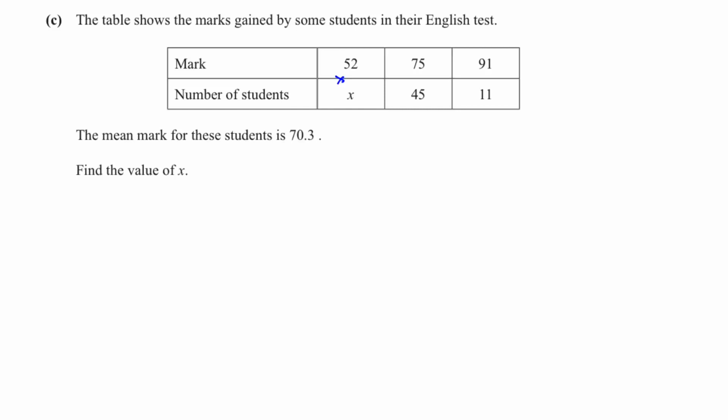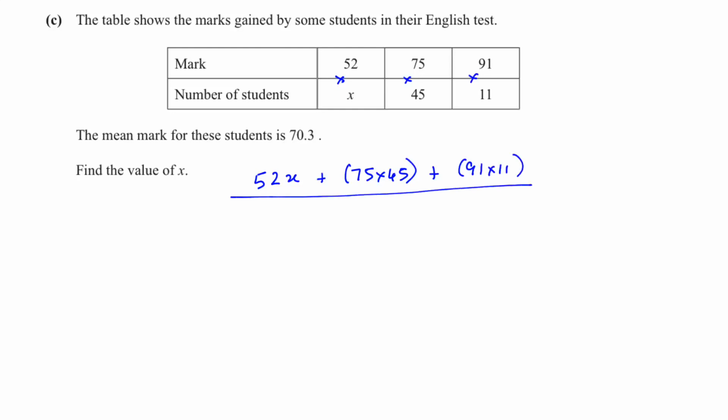The mark multiplied by the number of students, the frequency, which is 52 multiplied by x plus 75 multiplied by 45 plus 91 multiplied by 11, over the frequency, the total number of students. And that will give us the mean mark, which is 70.3. What is the frequency? That is x plus 45 plus 11.